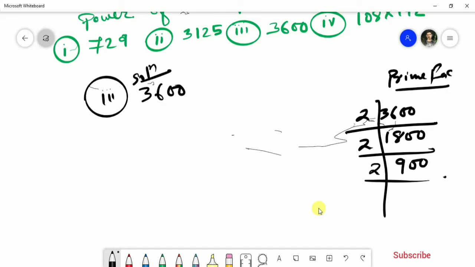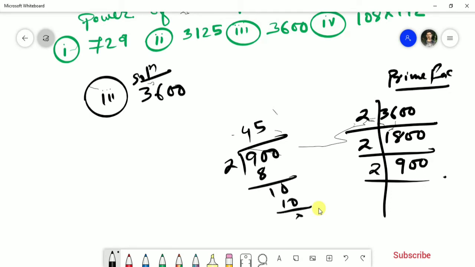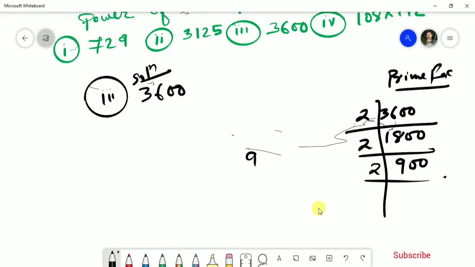What is the half of 9? Okay, if you don't know, then we'll do like this. 2 fours are 8, 1 0, and 2 fives are 10, and the remaining 1 0 is there, so we can say 450. I hope all of you understood 450. So we can do 2450.